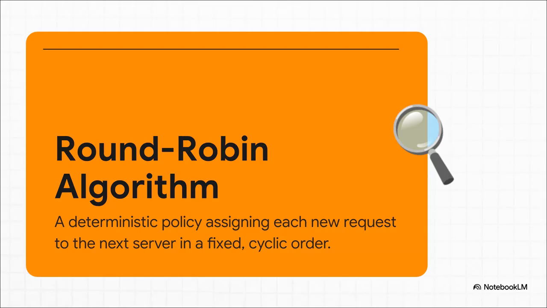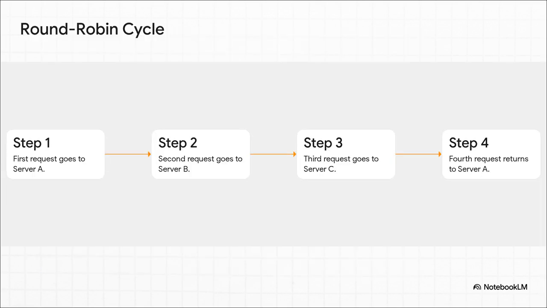Okay, so here's the textbook definition. Round robin is what we call a deterministic algorithm. Now, don't let that fancy word scare you. All deterministic means here is that there's no real-time thinking involved. It just follows a fixed repeating list. It assigns each new connection to the next server in the cycle, period. It doesn't matter what's happening on those servers.